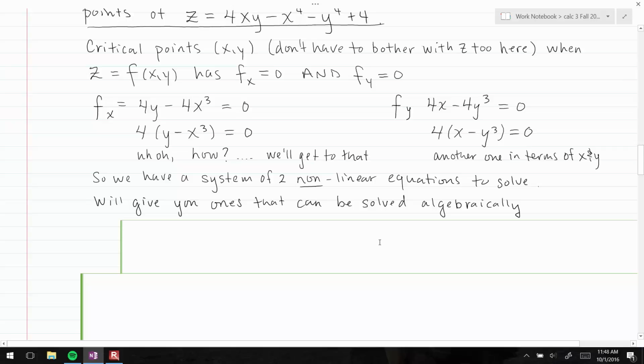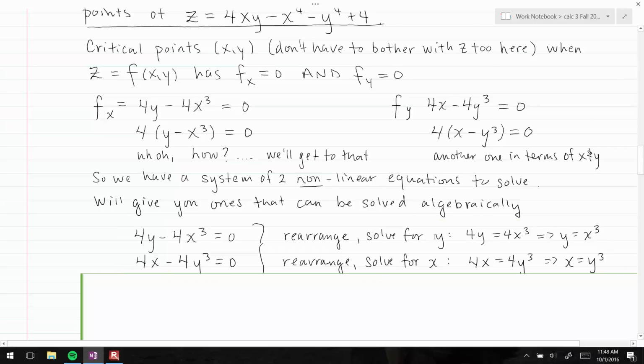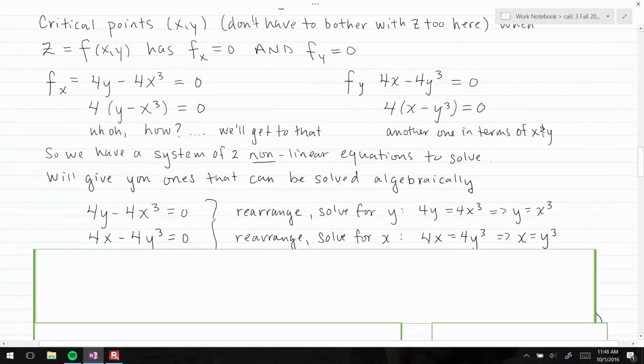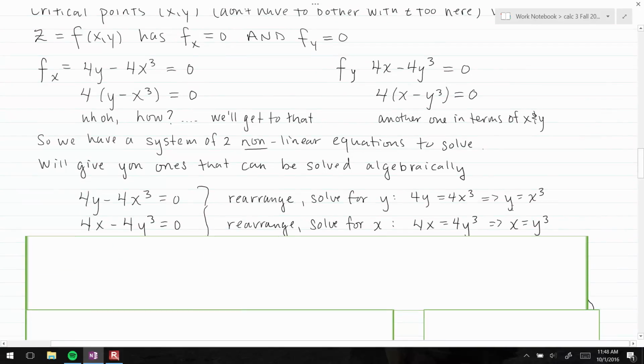One thing I can see is that in the first one, I can solve for y. It's just going to be x cubed, dividing by that 4. And in this one, I can solve for x. So that's helpful. I did that here, and I get y equals x cubed and, again, x equals y cubed.